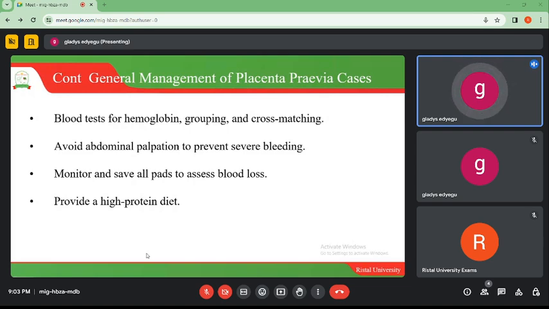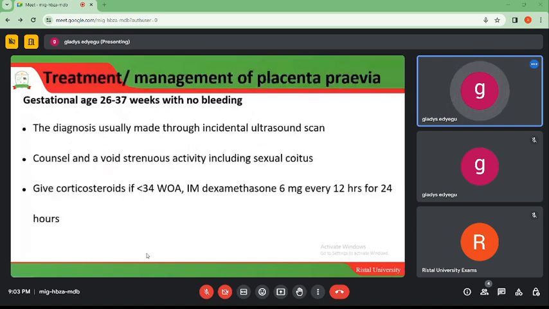So we need to save the pads if we are able to save them, depending on what the mother is using to pad herself. Then provide a high protein diet. This basically is to help in the repairing of the tissues and in the healing process. Then treatment management of placenta previa.